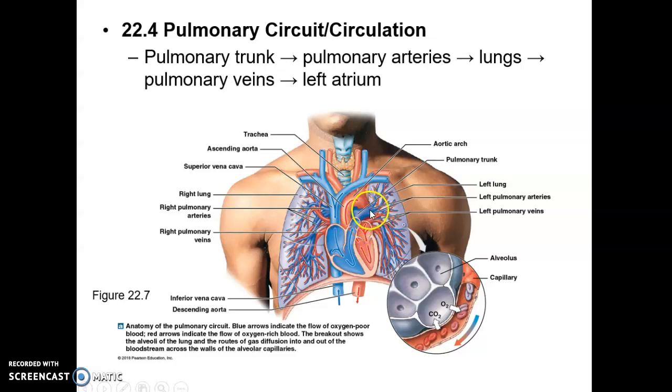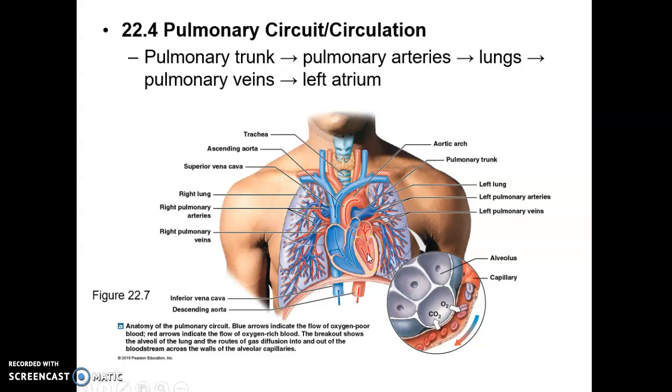So notice they're color-coded blue, even though they are arteries, because they are carrying oxygen-poor blood. And they are arteries because they're carrying blood away from the heart. Gas exchange in the lungs: oxygenated blood is returning via pulmonary veins, and they empty, bringing oxygen-rich blood into the left atrium, dropping into the left ventricle.